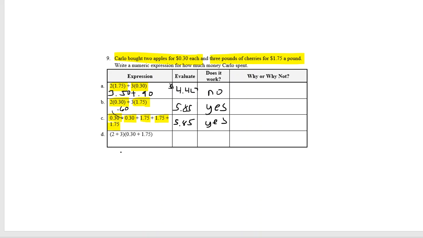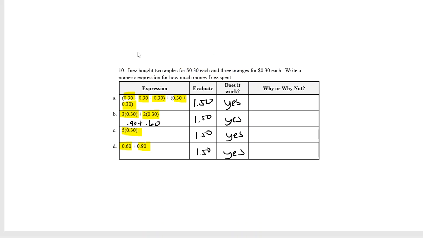And then the last one, 2 plus 3 is 5, and then 30 plus $1.75 is $2.05. And if we take 5 times $2.05, that one is not going to work. That does not match the situation. Okay, so if we continue on this one, we will see that all of these are equivalent expressions. All of them give us the same answer of $1.50. There's just 4 different ways of doing the problem, of finding the solution for how much money Inez spent.